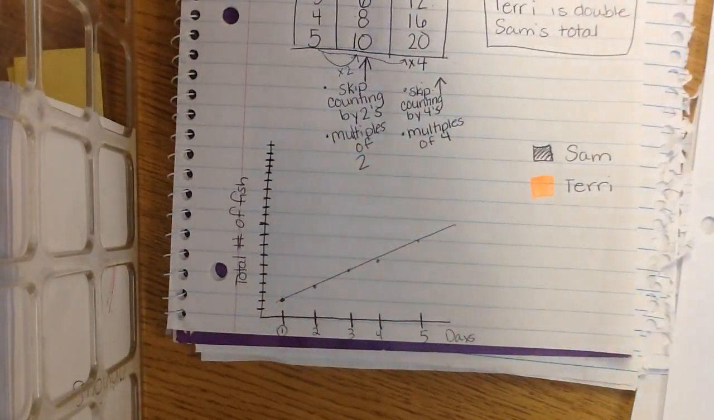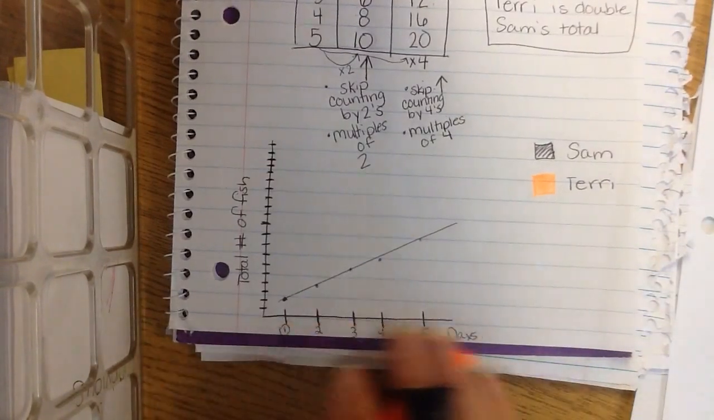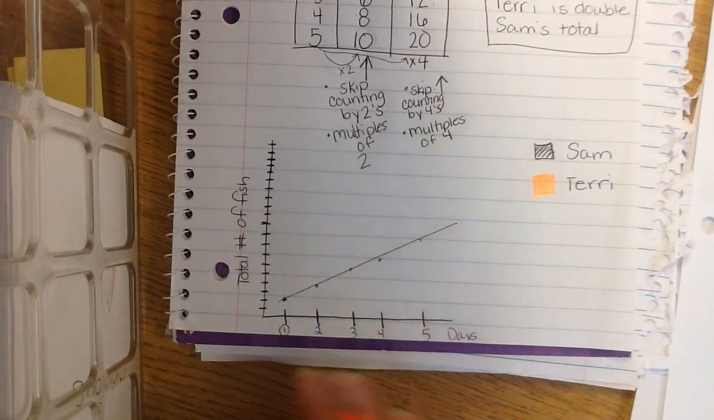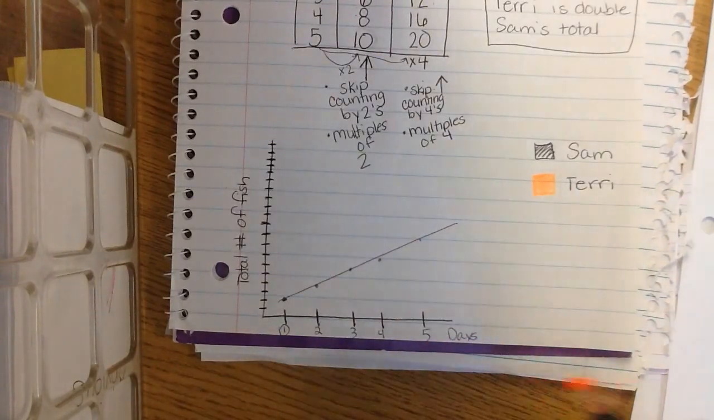Now I'm going to go through and do the same thing. I'm making a double line graph because I'm doing both Sam and Terry on the same graph. That's the double. And the line shows change over time. My time is days. Let me say that again. A line graph shows change over time. So it shows over time how we've changed.